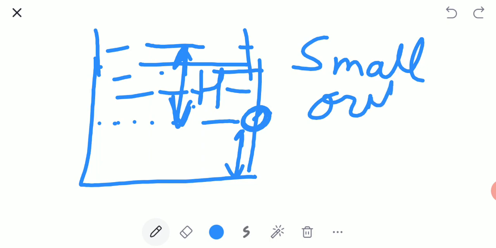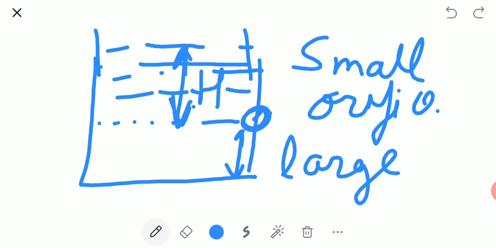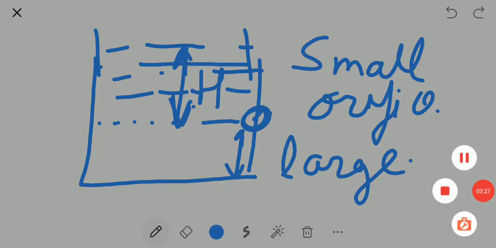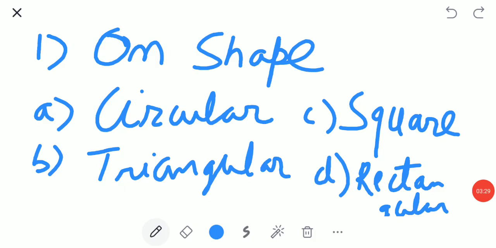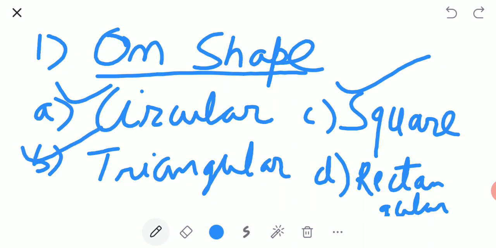And if the case is reversed, what happens? If the head of the liquid is less than 5 times the depth of the orifice, then it is known as a large orifice. This is the major difference between the two. Now classification based on shape. On the basis of shape, orifices are classified as circular, square, triangular, and rectangular.